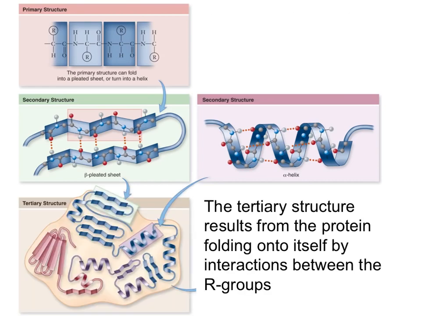And then after the secondary structure is folded, the most complex form of the protein folding is the tertiary structure. So this is what happens next.